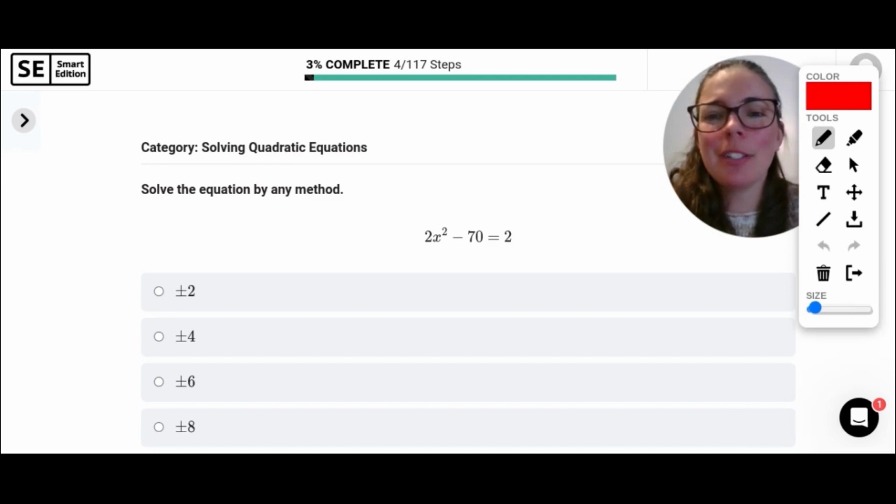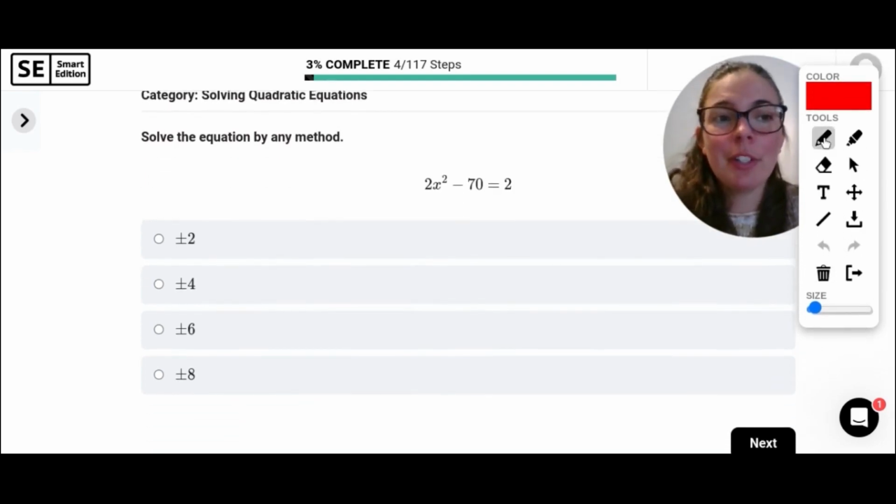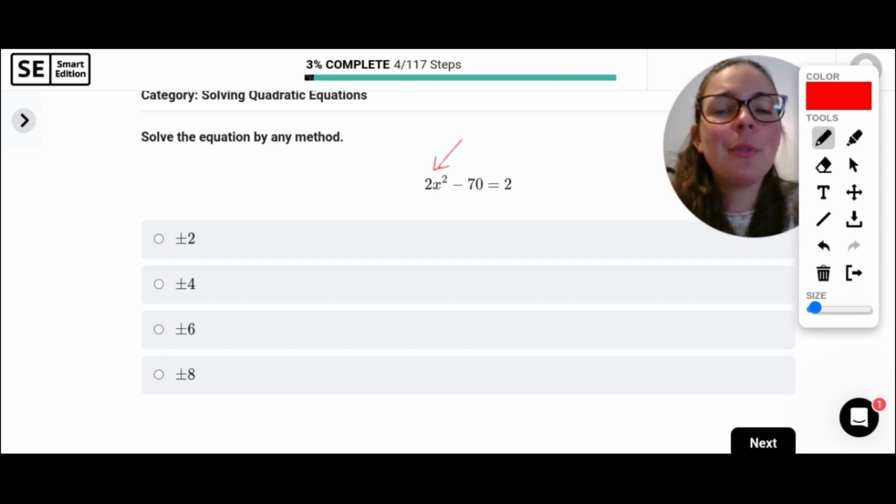All right, next question. Let's solve this equation by any method. So solving a quadratic, we have a few options. We have learned that we could use factoring, we could use the quadratic formula, we could use the square root method, completing the square. There's a few different ways that we could do this. So looking at this question, it looks like it might be fairly easy to get x squared by itself. And if I can get x squared by itself, I can just take the square root and then I have x by itself. So first thing I want to do is work towards getting x squared by itself.